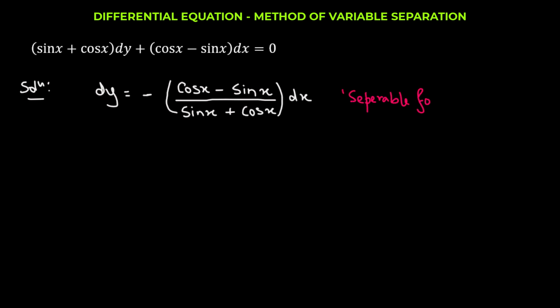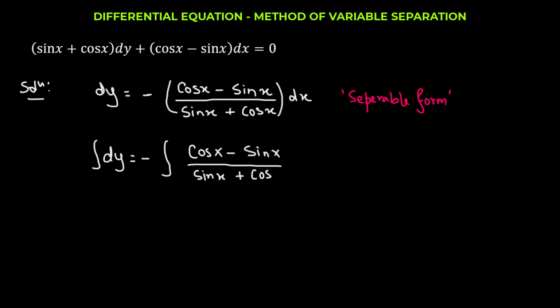So this is now in separable form. Hence we can integrate both sides, and that will give us the integral of dy equals negative the integral of (cosine x minus sine x) divided by (sine x plus cosine x) integrated with respect to x. Now we're going to perform the integral on the right hand side by the method of substitution.